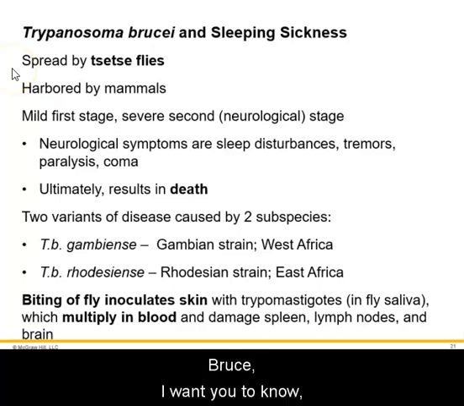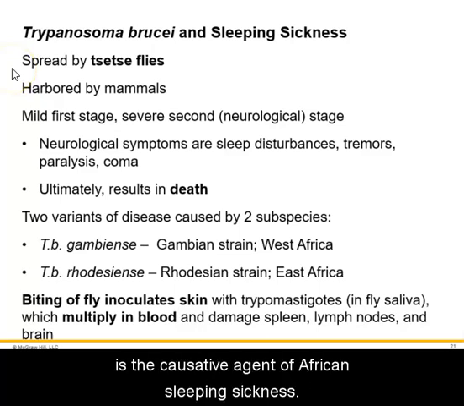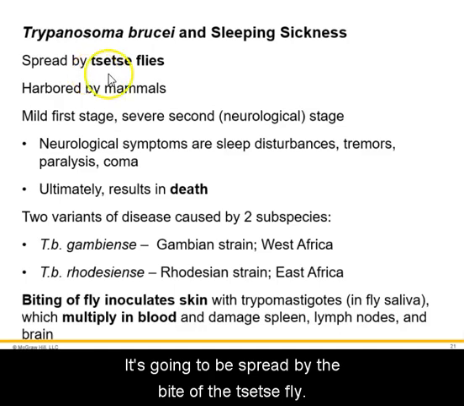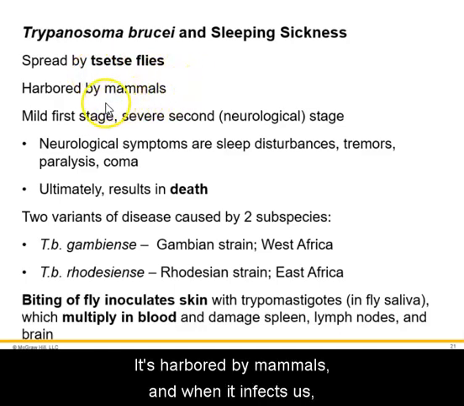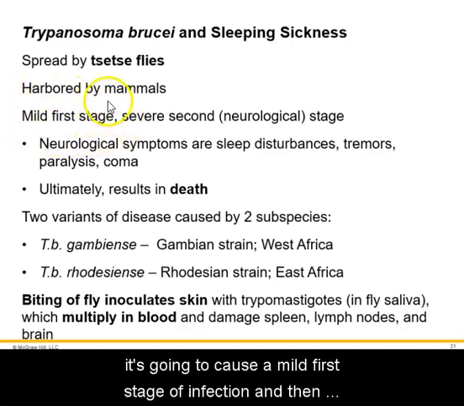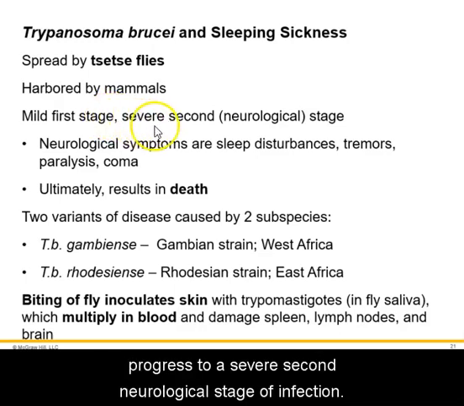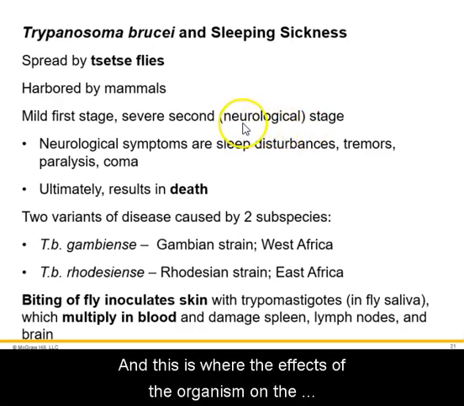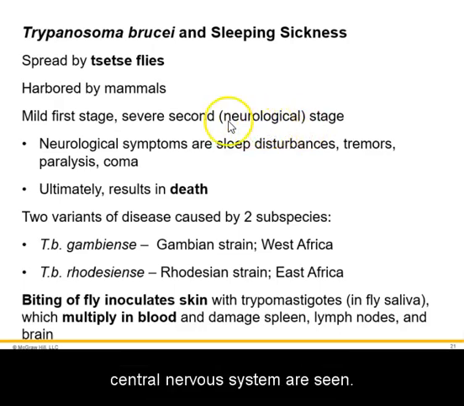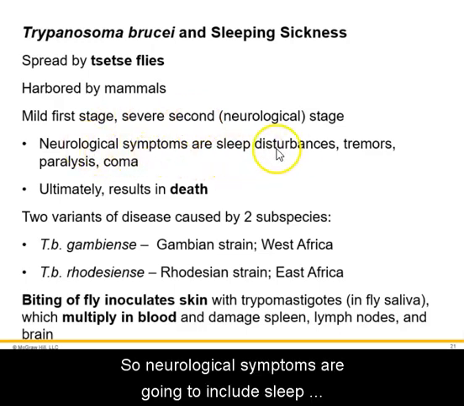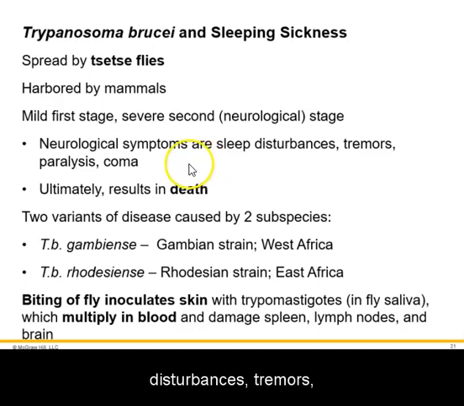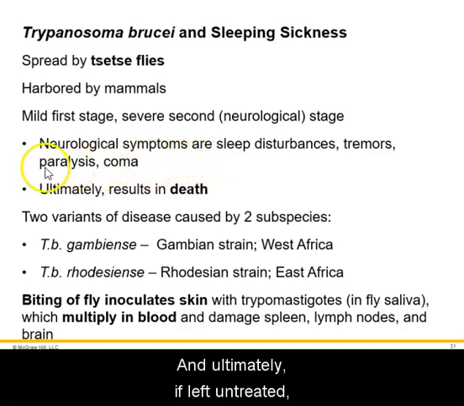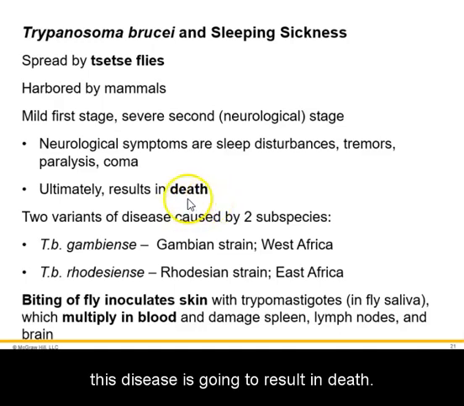Okay, Trypanosoma brucei, I want you to know, is the causative agent of African sleeping sickness. It's going to be spread by the bite of the tsetse fly. It's harbored by mammals, and when it infects us, it's going to cause a mild first stage of infection and then progress to a severe second neurological stage of infection. And this is where the effects of the organism on the central nervous system are seen. So neurological symptoms are going to include sleep disturbances, tremors, paralysis, and coma. And ultimately, if left untreated, this disease is going to result in death.